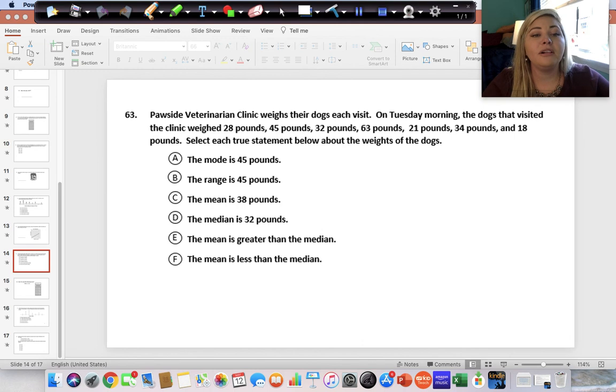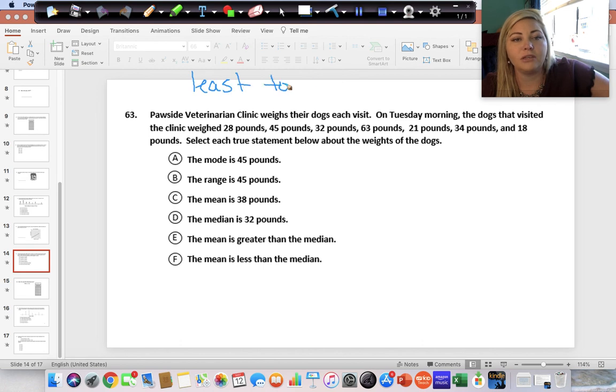Paulside Veterinarian Clinic weighs their dogs each visit. On Tuesday morning, the dogs that visited the clinic weighed 28 pounds, 45 pounds, 32 pounds, 63 pounds, 21 pounds, 34 pounds, and 18 pounds. Select each true statement below about the weights of the dogs. The mode is 45 pounds. So I'm going to first start by writing these numbers in order from least to greatest. You always want to put them in order from least to greatest.